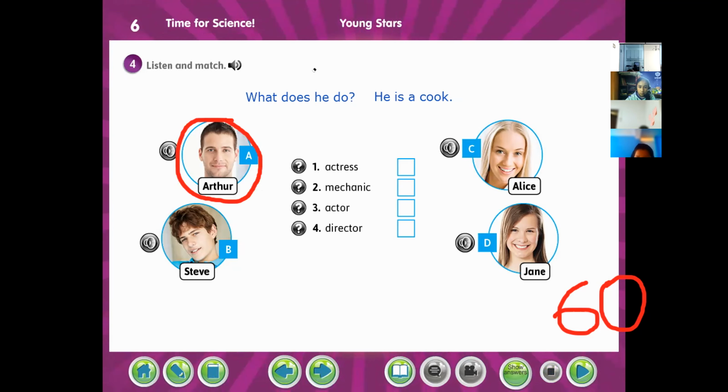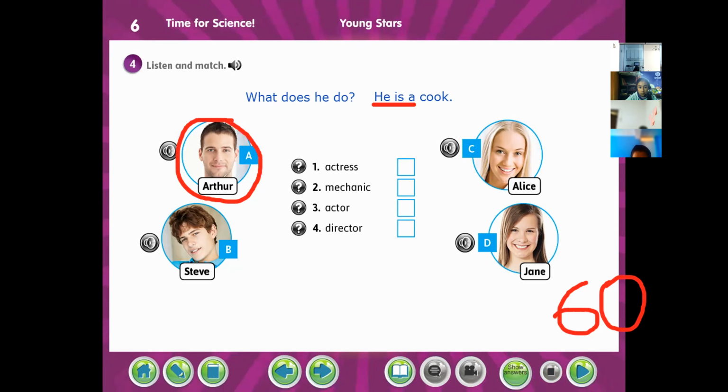Okay, Valentino, please tell me, what does Arthur do? What does he do? He is actor. Sorry, it's not correct. He's not an actor.